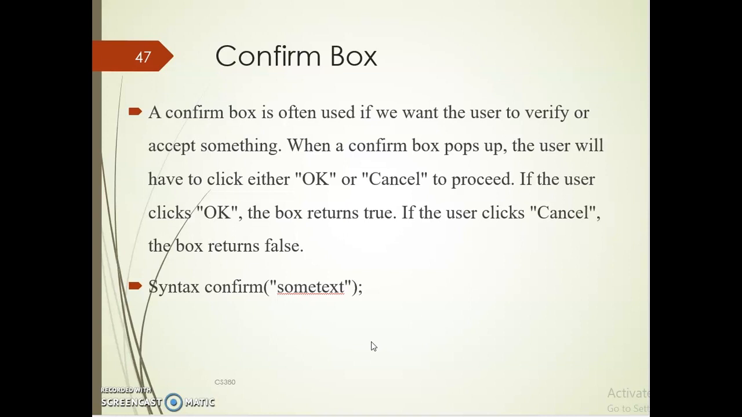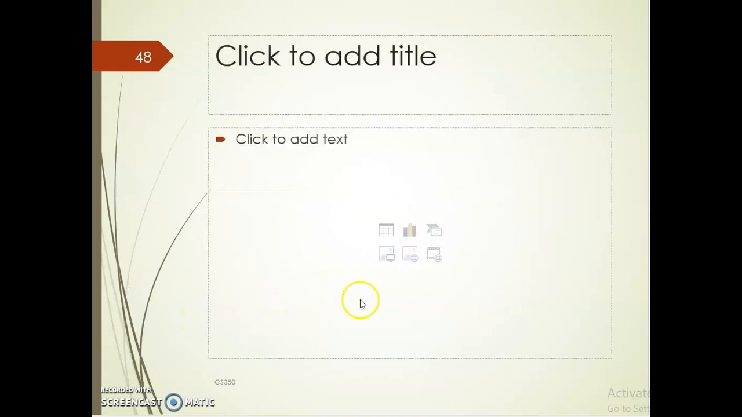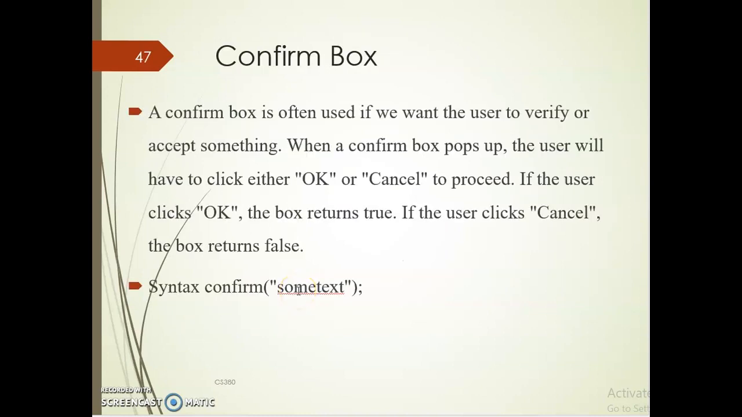If we click OK, it will return a true value, and if we click cancel, it will return a false value. And in programs, we can accept the data, and the programs can be designed depending on the value of the confirm box. The syntax is confirm, then some text. Okay, these are the different pop-up boxes that are used in JavaScript. Let me explain these boxes with the help of a program.